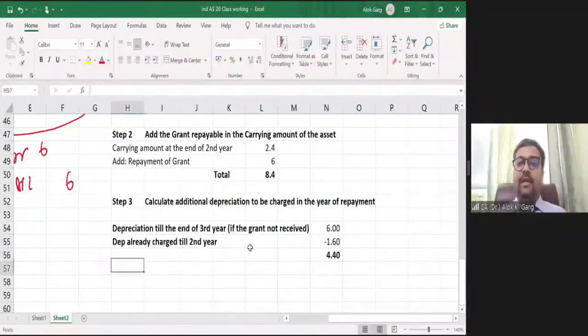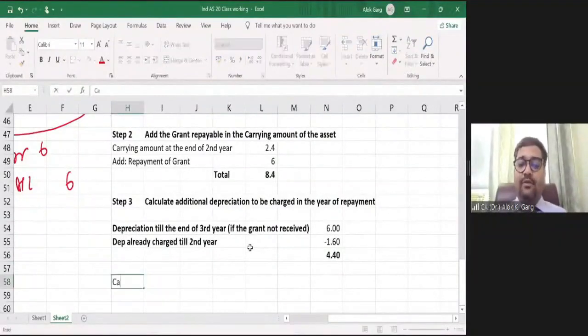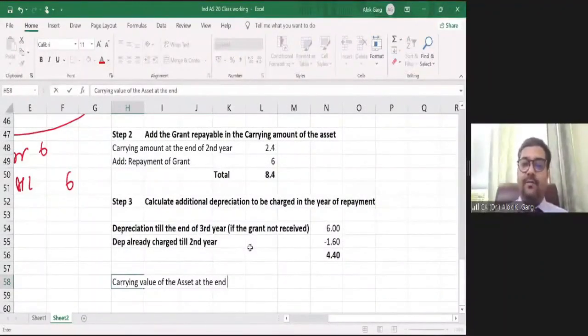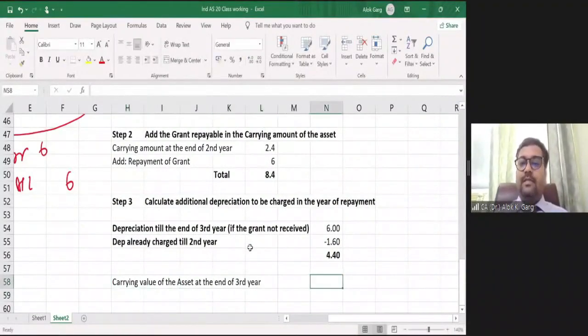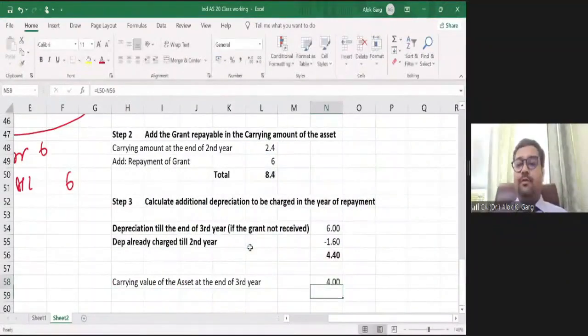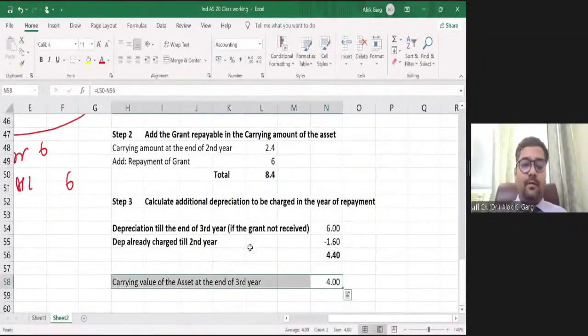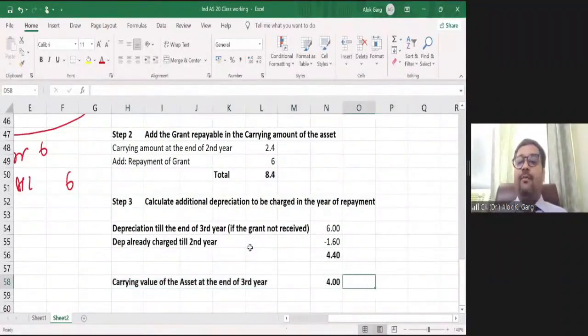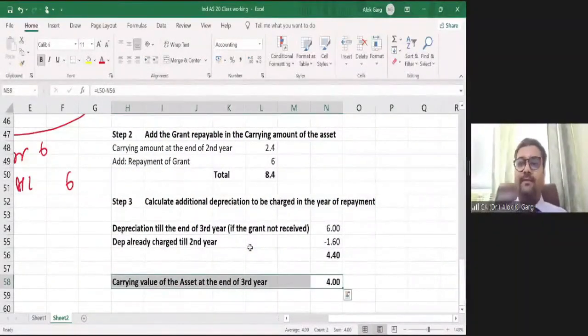And then you need to calculate carrying value. So carrying value of the asset at the end of third year is equal to how much? 8.4 minus 4.4, and it is coming out at 4. It is coming out at 4 lakh.